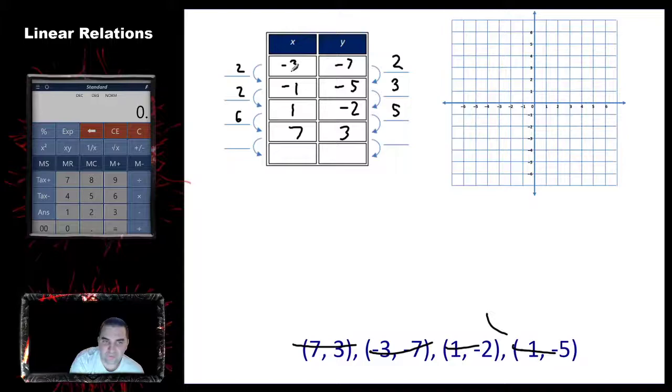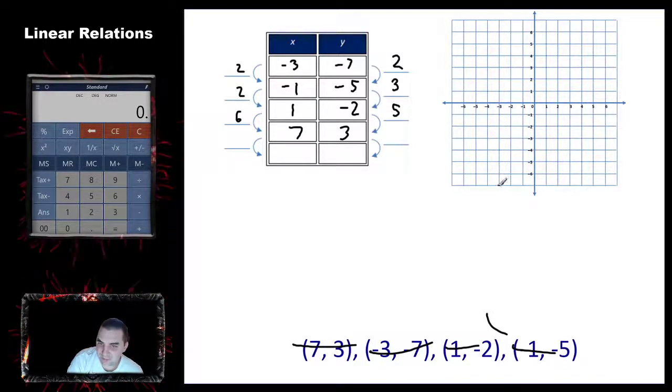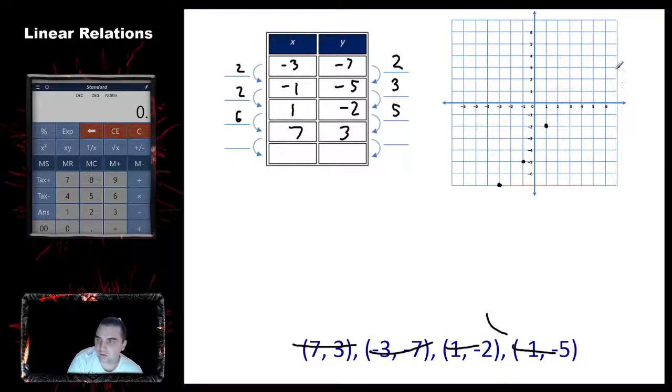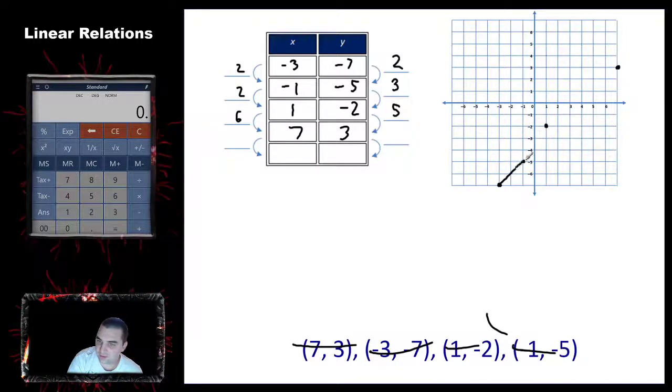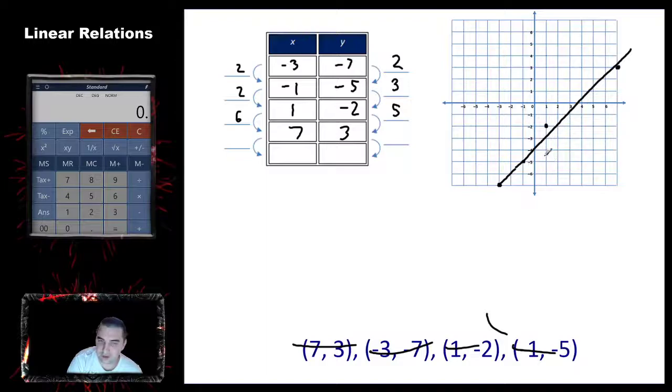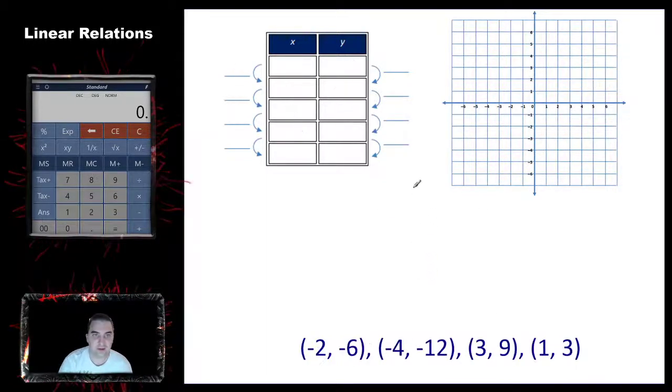Let's start graphing. Minus 3 and minus 7 is right here. Then we have minus 1, minus 5. Then we have 1 and minus 2. Then we have 7, 7's all the way here. And positive 3 is right here. So, yep, that is not linear, because if I stretch the line through here, it's not going to match up to all the points. The changes are not equal across. Let's try the next one.